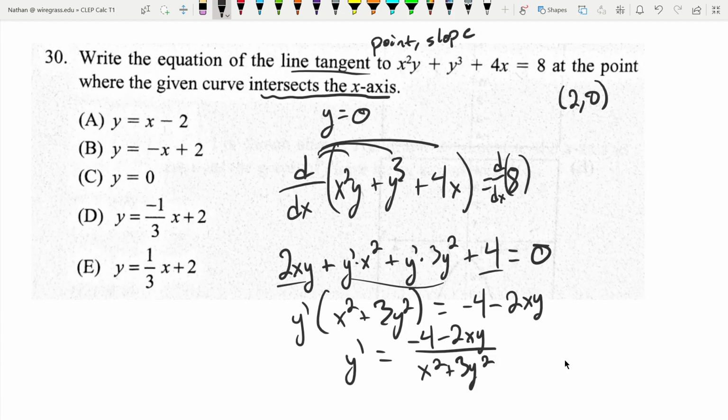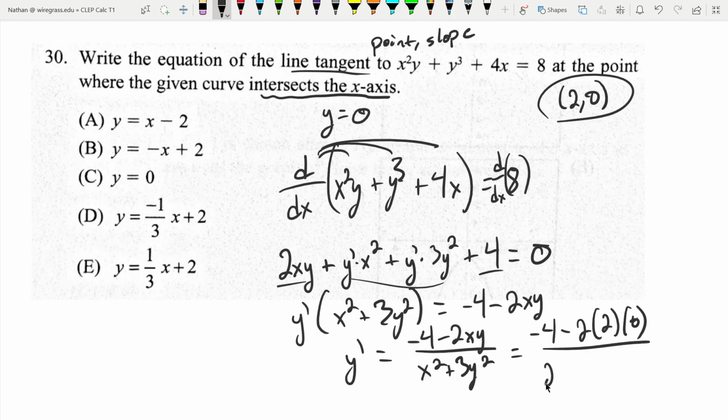And now we need to figure out, well, what is the slope of this line? Or, what does it equal at this point here? So we just plug in 2 and 0 into this whole thing. That's going to give us negative 4 minus 2 times 0 all over 2 squared plus 3 times 0 squared. So that's going to give us negative 4 over 4, which is negative 1. So we have our slope of negative 1, and we have the point (2, 0).